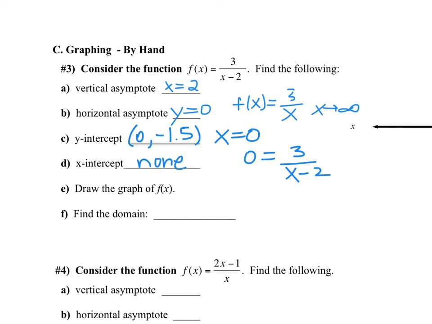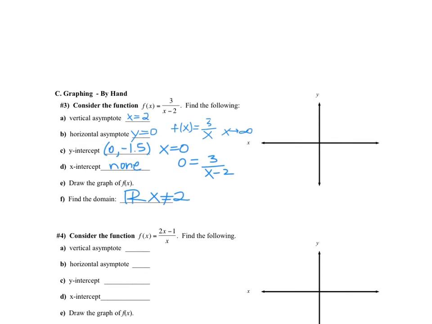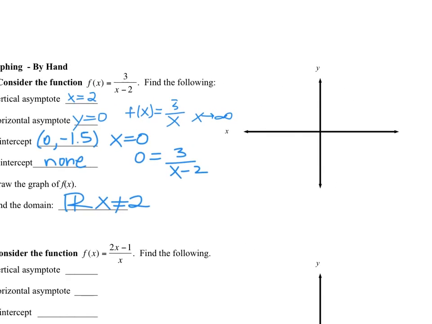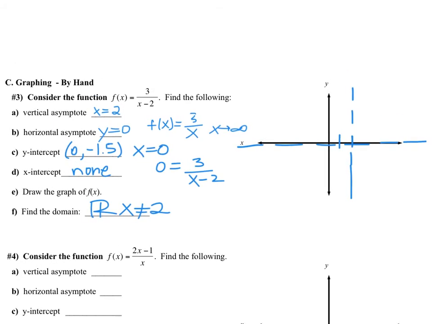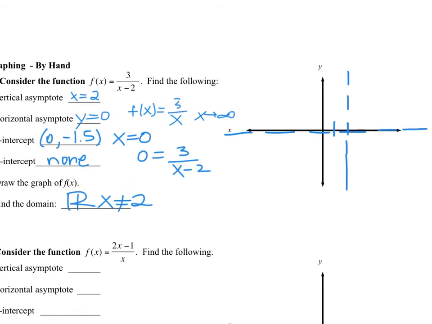Okay, we're going to draw the graph. Let's find the domain right now, just because we're here. All reals except for 2. Okay, so now we're ready to graph this thing. Bless you. Now we're sketching a graph using all the information, so let's go ahead and plot everything. First of all, plot x equals 2 as a vertical asymptote. There you go. Then plot y equals 0 as a horizontal asymptote. Okay. I have no x-intercept, a y-intercept of negative 1.5. So negative 1.5 is about there. And I'm ready to graph.